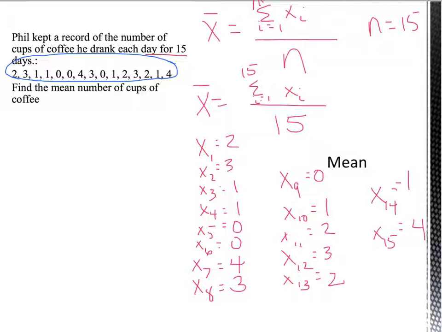So again, the Xi's just mean you're adding up all of your pieces of data, and each one has a position number. That's it. So all I really need to do is add up 2 plus 3 plus 1 plus 1 plus 0 plus 0 plus 4 plus 3. So add all these pieces up, okay? So I'm going to do that over here.